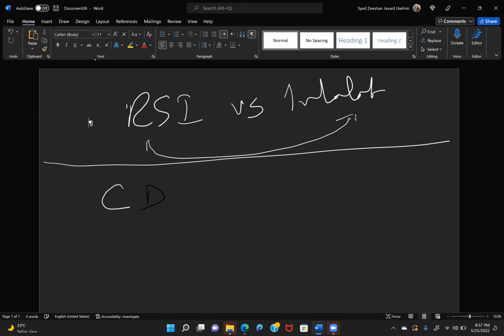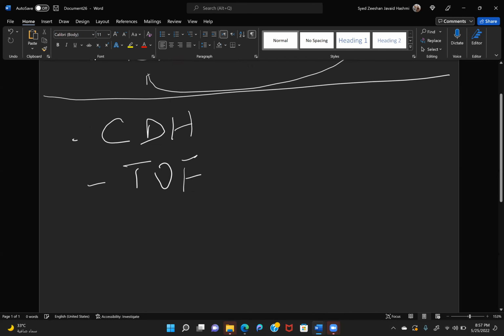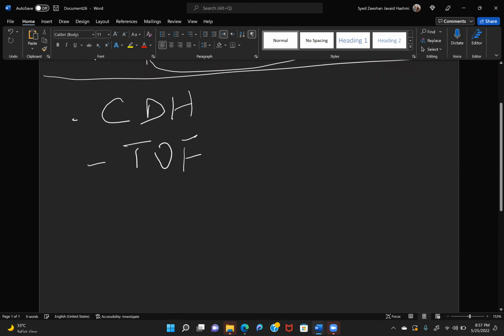The other is congenital diaphragmatic hernia and tracheoesophageal fistula. Explain about four quadrant suctioning. Four quadrant suctioning means you rotate the baby and you do suctioning through the NG tube in four quadrants of the stomach. This is called four quadrant suctioning. So, congenital diaphragmatic hernia or TOF.